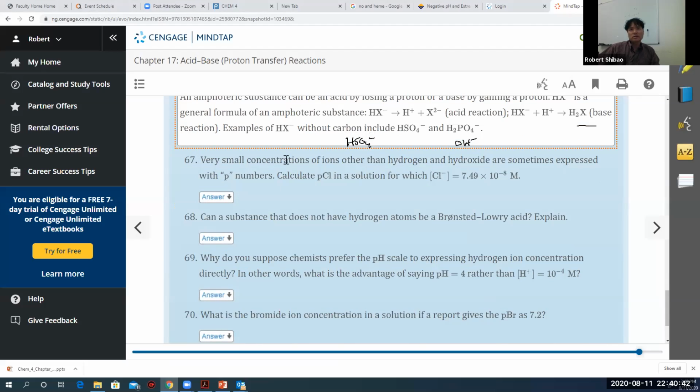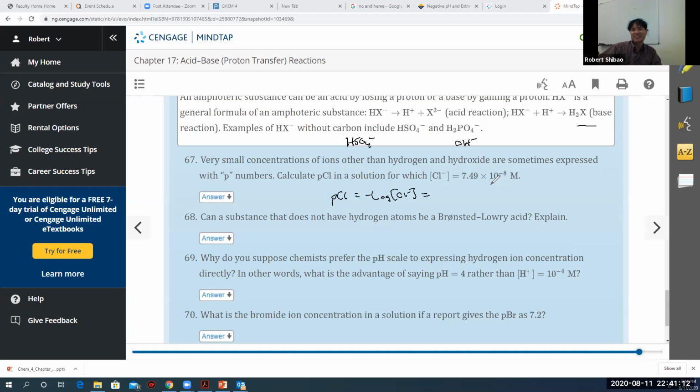Very small concentrations of ions other than hydrogen and hydroxide are sometimes expressed with P numbers. Calculate pCl in a solution. Well, whenever we have a power function, it's always the same. It's the negative log. And so a power function is just for many different things. So P, this would be the power of the chloride ion concentration. It's going to be the negative log of the chloride ion concentration. It's going to be the negative log of this.